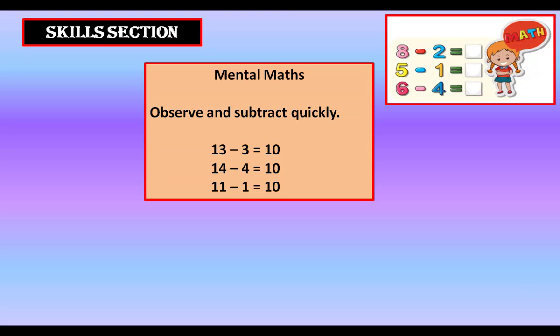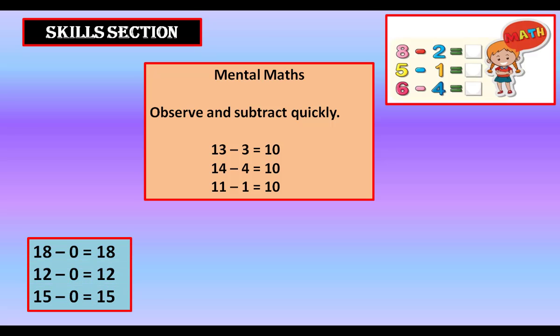Let's move on to the skill section. Mental maths. Observe and subtract quickly. 13 minus 3 is equal to 10. 14 minus 4 is equal to 10. 11 minus 1 is equal to 10.